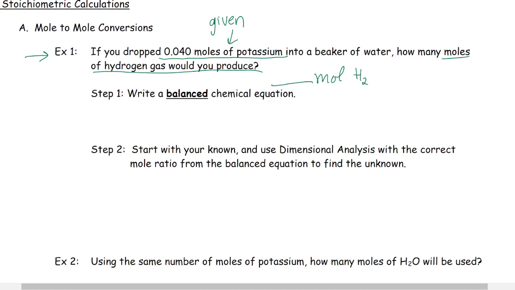So then we have to write our balanced chemical equation. The information that we have is that I put potassium, which is K, into a beaker of water. So K plus H2O.